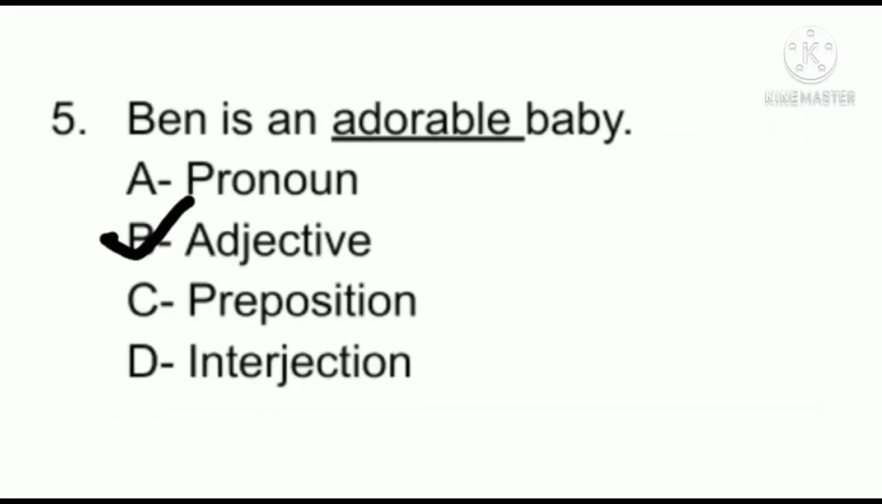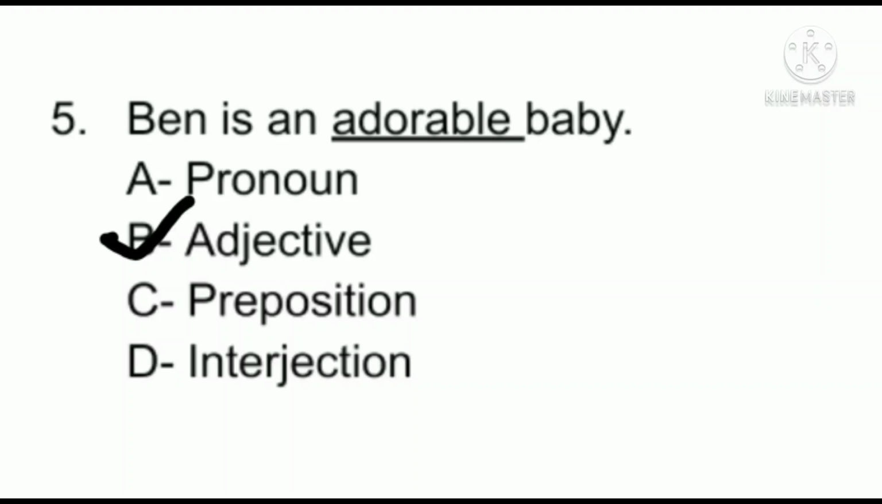Next question is, Ben is an adorable baby. Here the underlined word is adorable and the answer is option B, adjective. Why the answer is adjective? Because adorable is telling how the baby is. Baby is here noun. Adjective tells more about noun. So adorable is adjective.